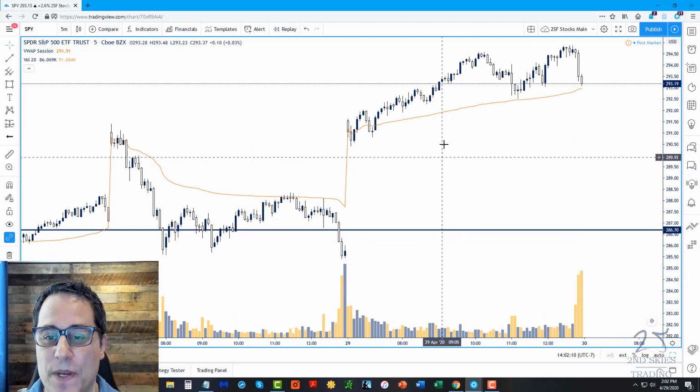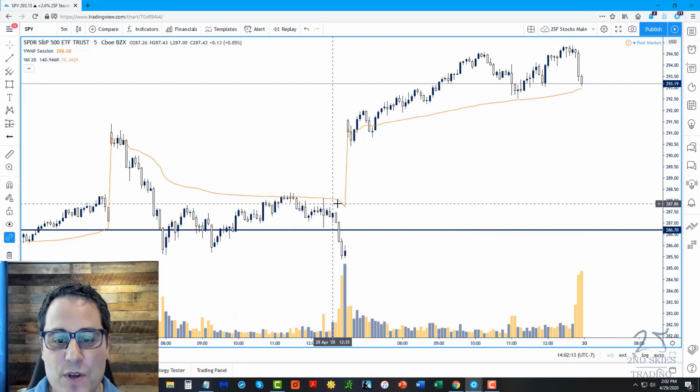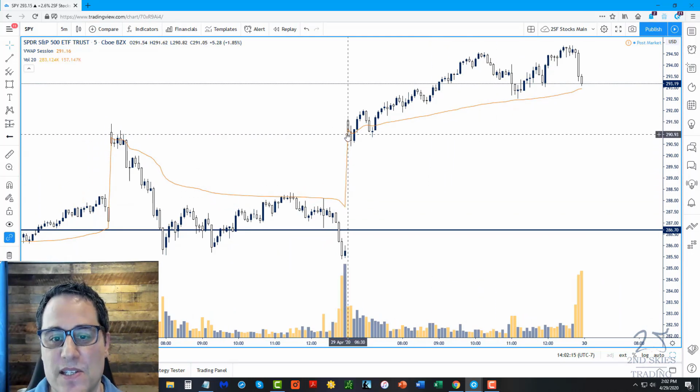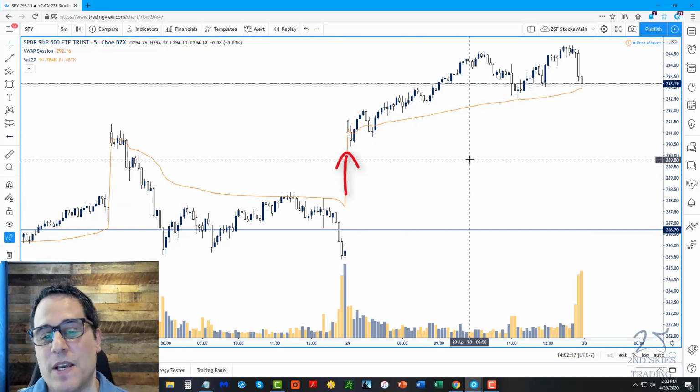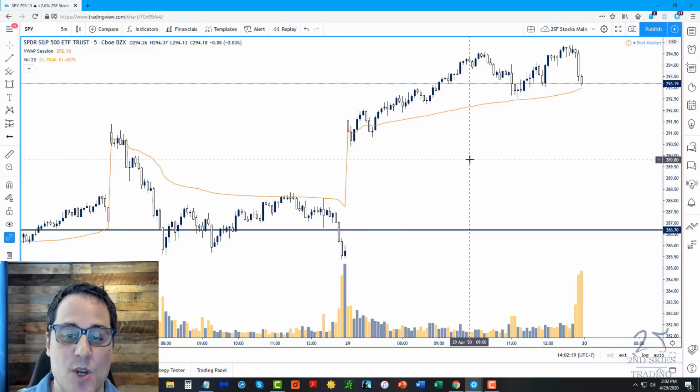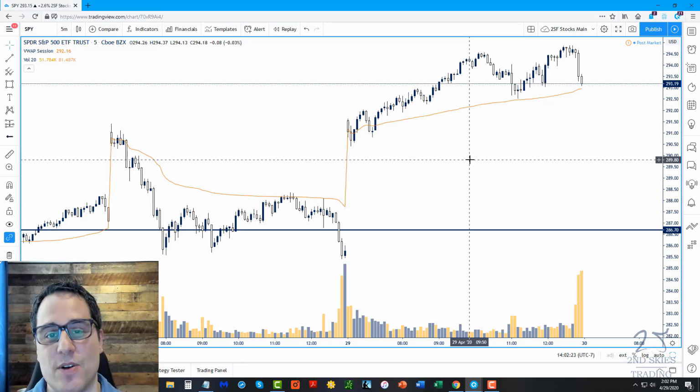All right, so we're going to look at a chart here. This is the VWAP indicator, this little gold line here. And if you notice, you'll often see these jumps in it right here. That's because the market gap's open, and it's changing based on the volume and the price and the sales that are happening at that time.